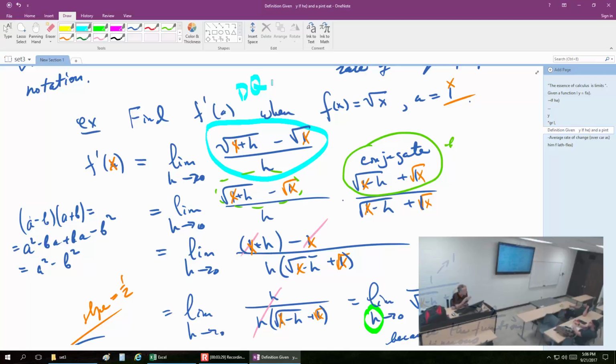Why? Because if we're doing spreadsheet computation or any kind of computation, then we cannot have limits. It has to be a specific number. So h, I typically pick h equal 0.1 or something like that.